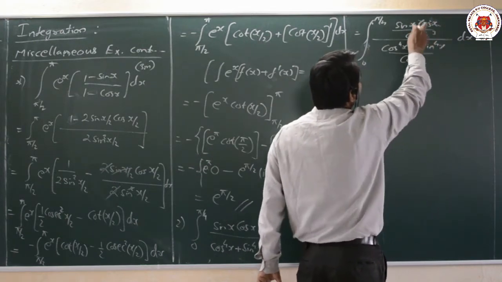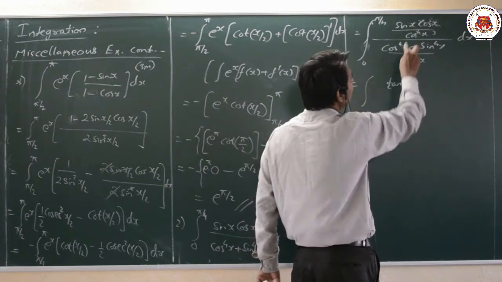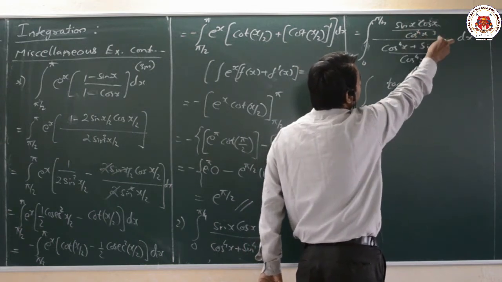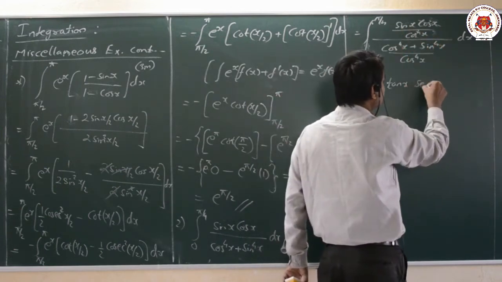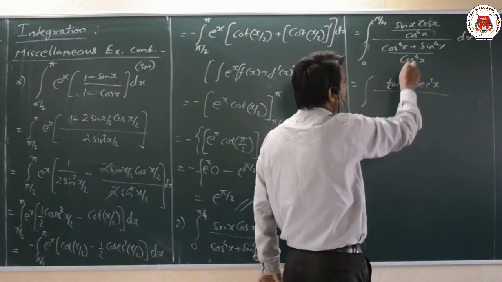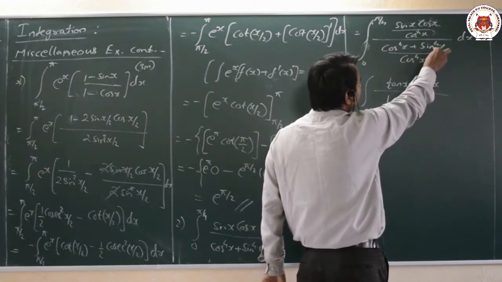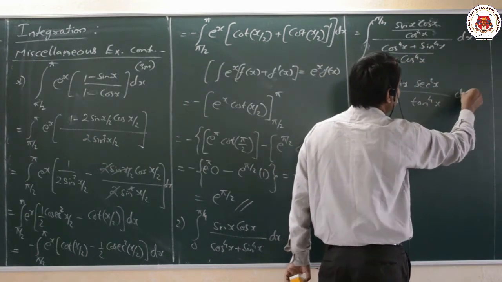Now we can observe that cos cube is remaining here, and sin by cos becomes tan x. What is the remaining part? Here cos square is remaining. 1 by cos square means secant square x. The denominator is cos raised to 4 by cos raised to 4, which is 1, plus sin raised to 4 by cos raised to 4, that is tan raised to 4x, dx.